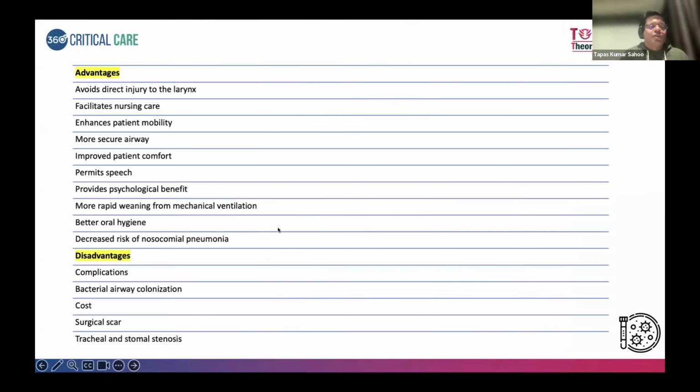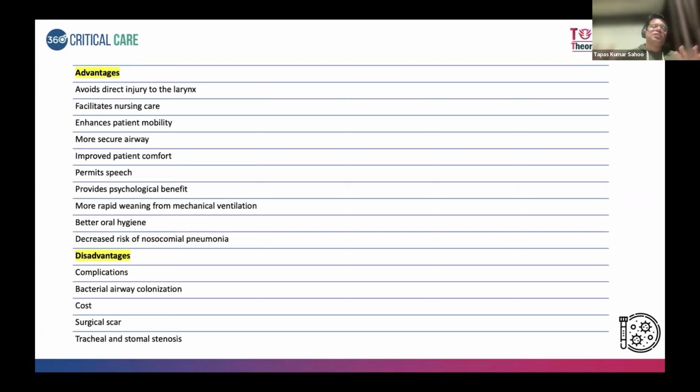Clear? Now, what are the advantages of tracheostomy? What are the disadvantages of tracheostomy? That can be again another part or the stem of the answer. So advantages would be avoiding direct injury to the larynx, because you are bypassing the larynx. Facilitates nursing care. You know everything, but you have to make it in a very structured way in your answer sheet. Enhances patient mobility, more secure airway, improved patient comfort, permits speech. In intubation, the patient cannot talk. Provides psychological benefit, more rapid weaning from mechanical ventilation, better oral hygiene, decreased risk of nosocomial pneumonia, more significantly VAP, ventilator associated pneumonia, or hospital acquired pneumonia.